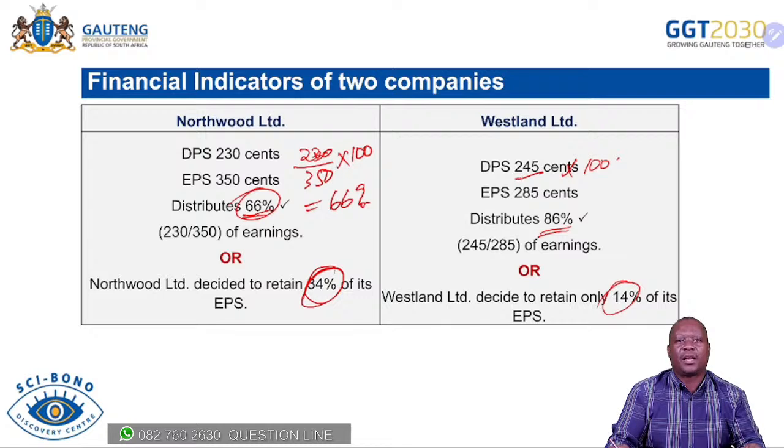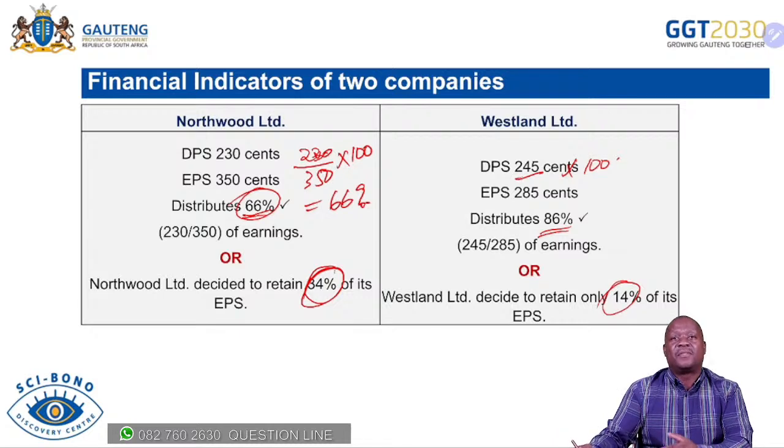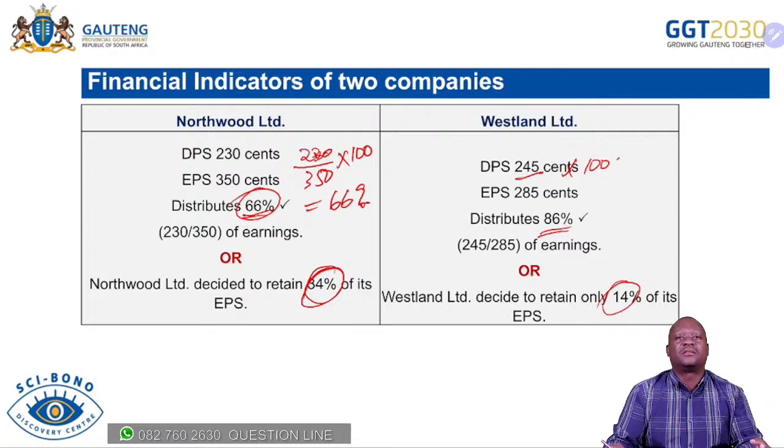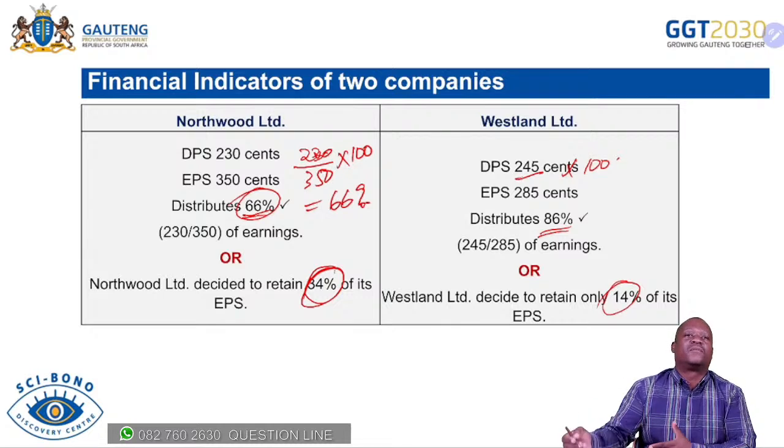Why can two companies do something like this? Please take note of this. When we have a company that is looking into the future and thinking of future expansion, they can only expand if they have funds available, and they can do that by retaining most of the profits that they have earned, and they can use it for future expansion.